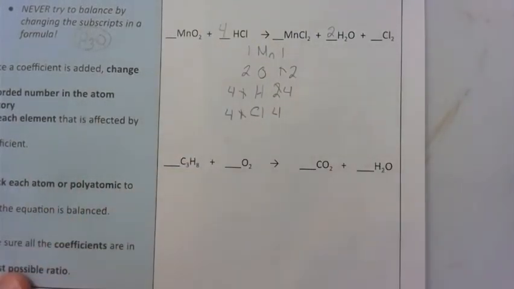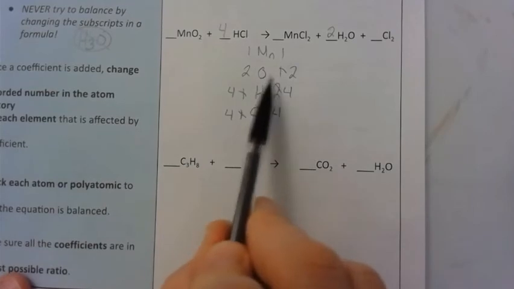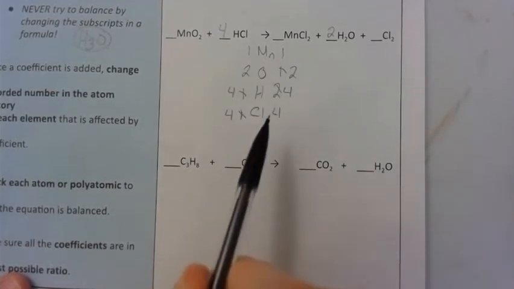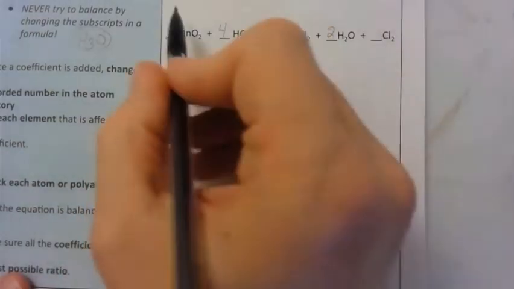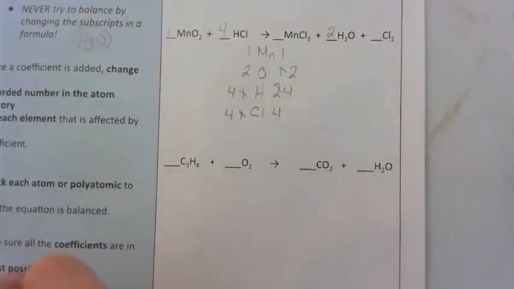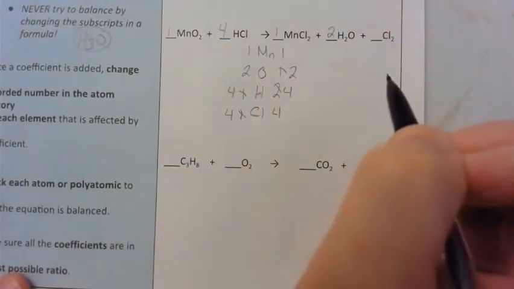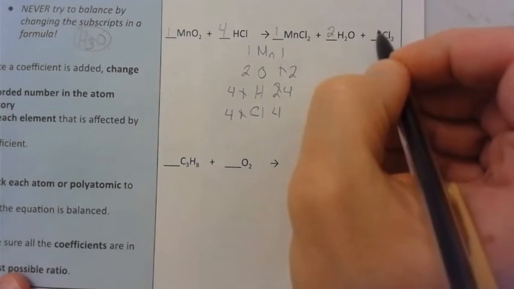So just by putting a 4 and a 2, this completely balances out that reaction, which looked a little bit more menacing than what it actually was. Right? So we get 1 in, 1 out, 2 in, 2 out, 4 in, 4 out, 4 in, 4 out. This is a completely balanced chemical equation. So 1 manganese oxide plus 4 hydrogen chlorides will produce 1 manganese chloride, 2 water molecules, and 1 chlorine molecule.